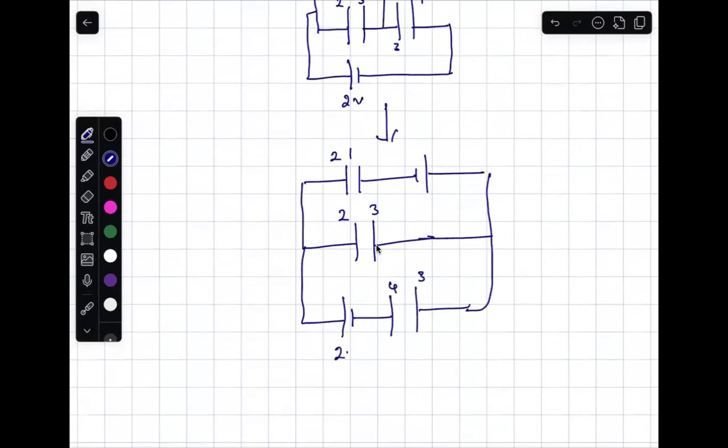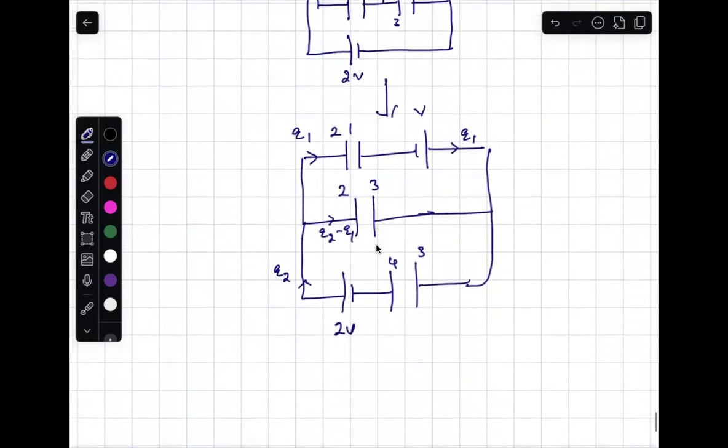Remember, this is a 2V volt and this is V volt. I am assuming this will send a charge Q1 and this will send a charge Q2. Now, what is going to be the charge at this point? Again, this will go as Q1. Now, what is this charge? Q2 minus Q1. You take this as loop 1. You take this as loop 2.